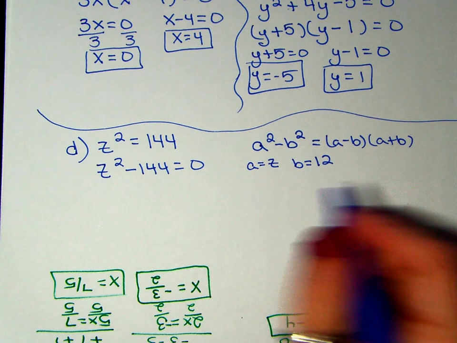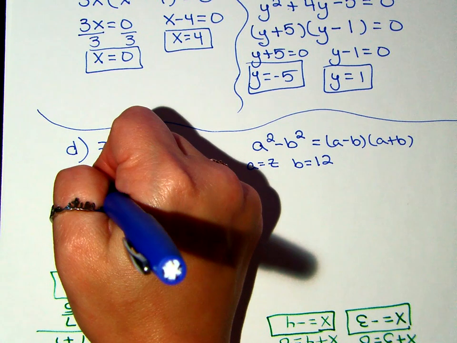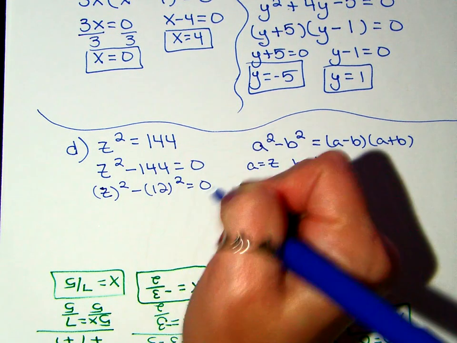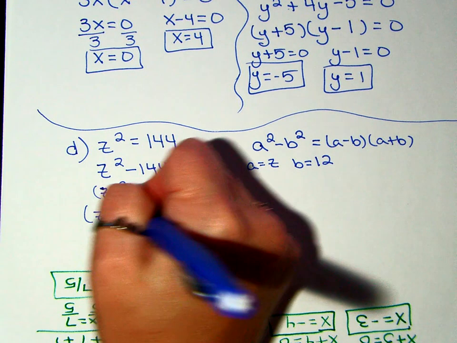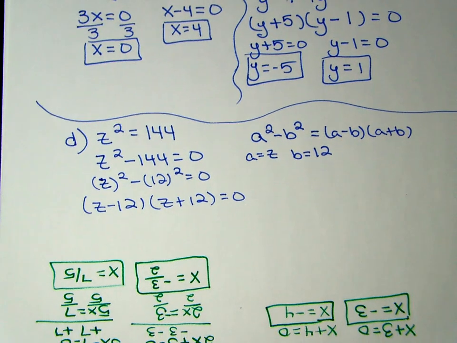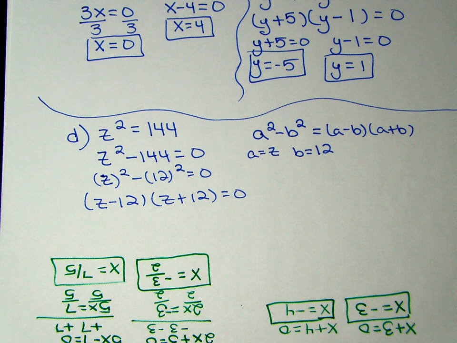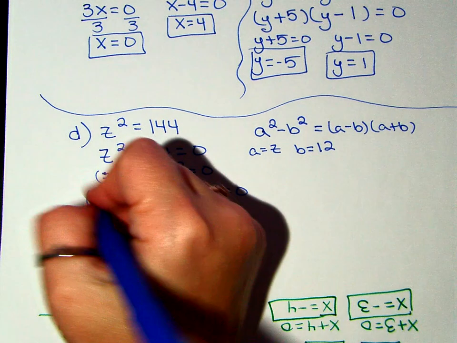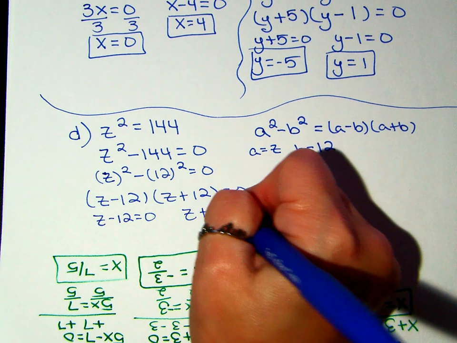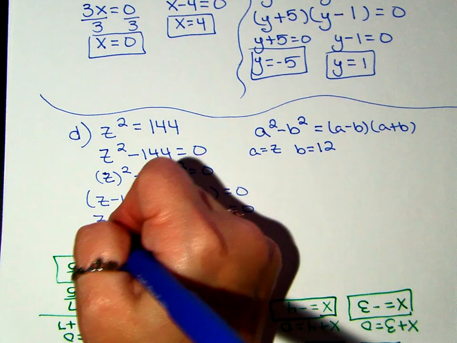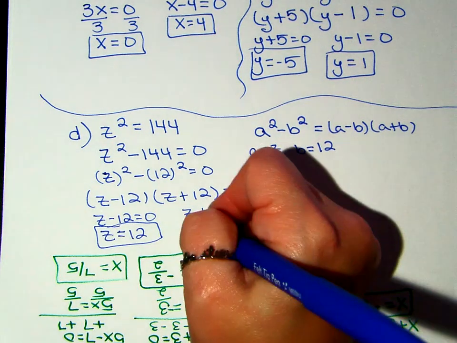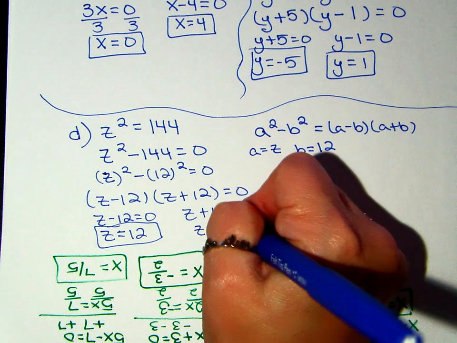So if this is z squared minus 12 squared, then I can write this as z minus 12, z plus 12. Difference of squares. So z minus 12 equals 0, using my zero product principle, and z plus 12 equals 0. For the one on the left, I would add the 12 over, finding 12 as a solution. For the one on the right, I would subtract my 12 over, giving me a negative 12 as a solution.